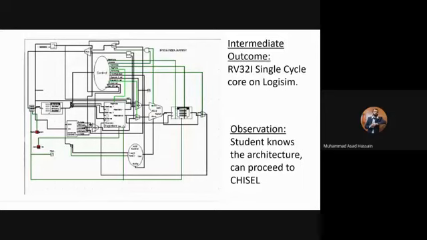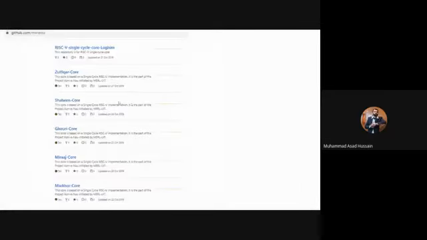So it's a single cycle core RV32I on Logisim, and what are the observations after designing this? Students should know the architecture and can proceed to the Chisel. This is the first step. Then, as you can see, these are the different cores designed by our students, and they are present on the GitHub in our repository, and every student has named his core with a unique name like Zulfikar, Shaheen, Gauri, and Miraj, and all that. You can go and visit there.